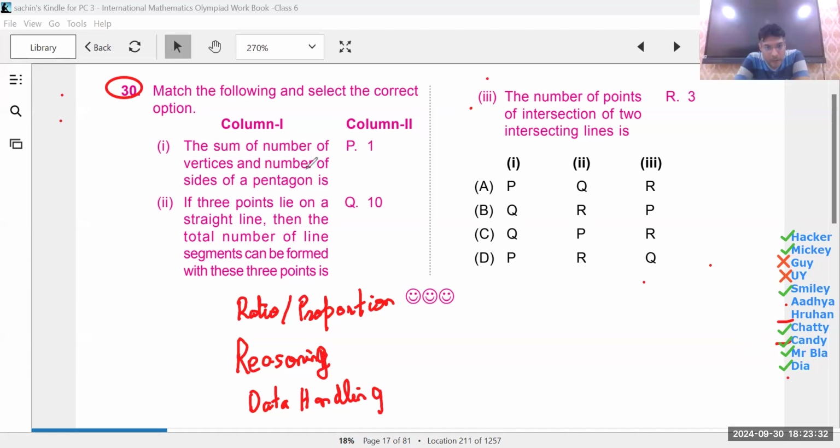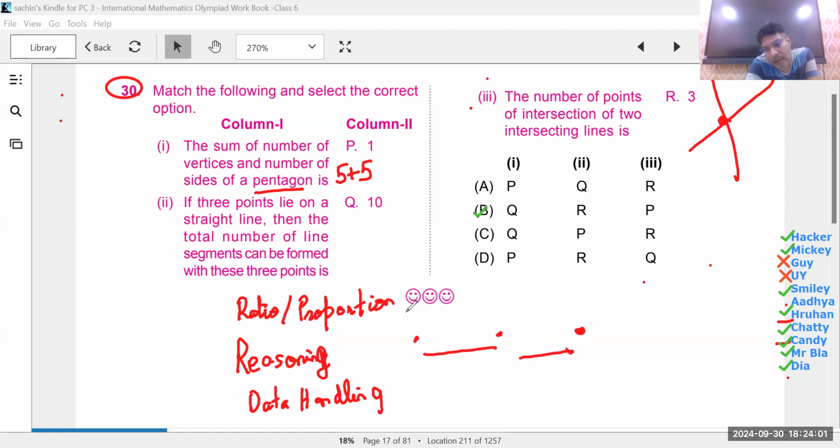So the sum of number of vertices and number of sides of a pentagon. Pentagon has 5 sides and 5 vertices. So 5 plus 5. Then the number of points of intersection of two intersecting lines: two intersecting lines will intersect at one point. Then if 3 points lie on a straight line, then the number of line segments formed will be 1, 2, and 3.